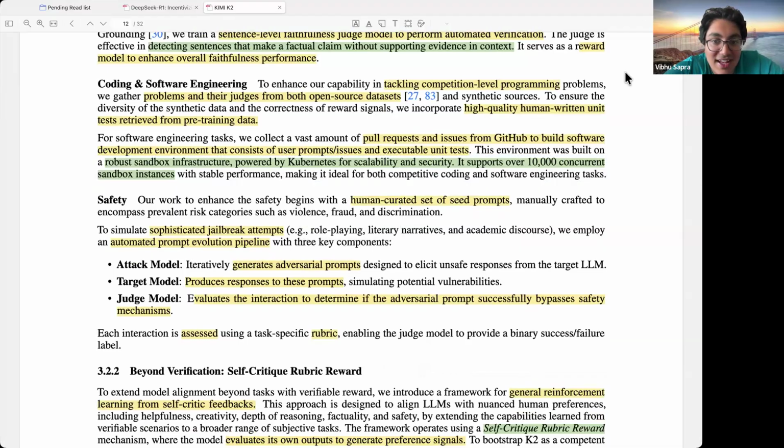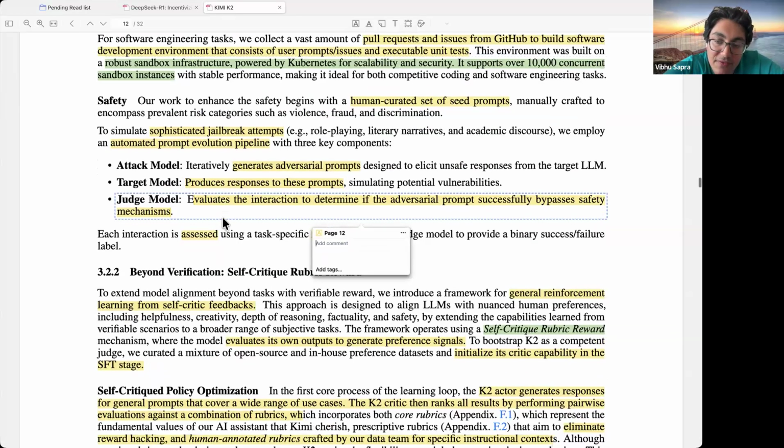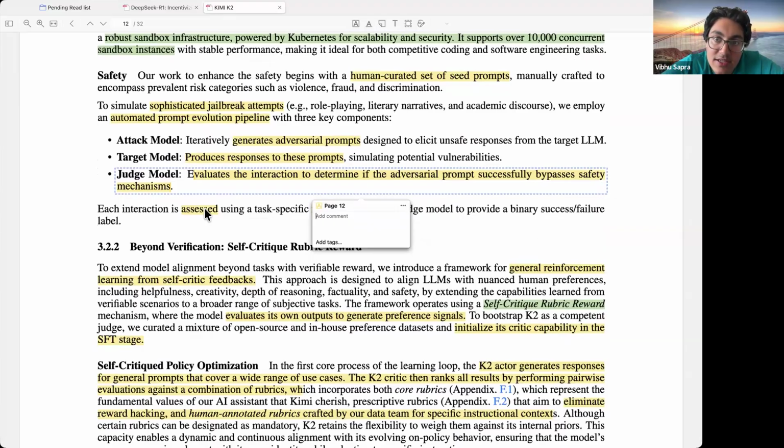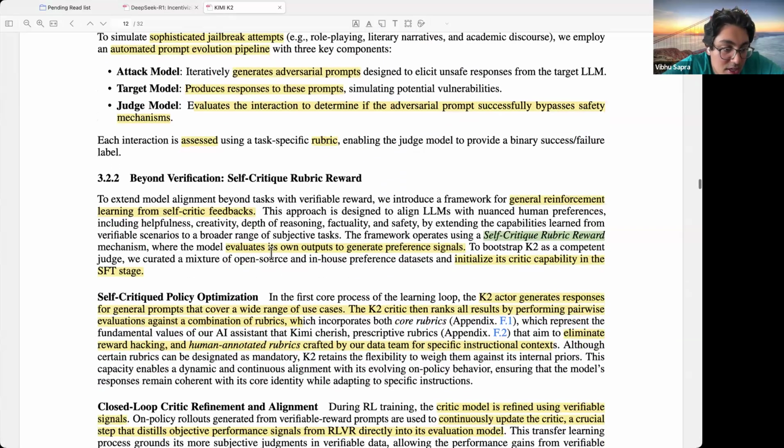They just cranked that out real quick. Safety: they have an attack model that generates adversarial prompts, a target model that produces responses, and then a judge that determines if they could bypass the safety mechanism. Each iteration is assessed with a rubric and then it's used in the reward. 10K concurrent agents, crazy, right?